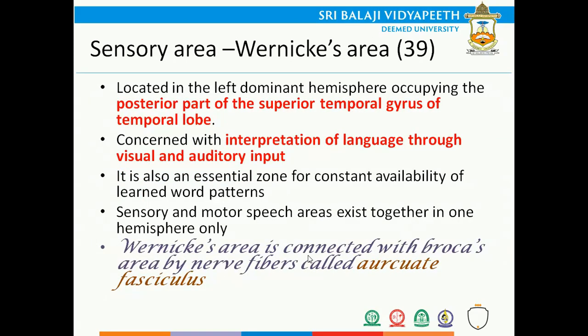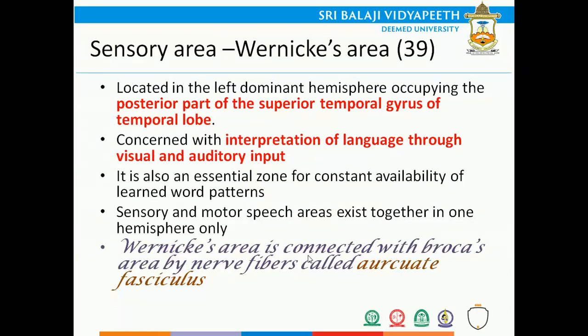Next is the sensory area called Wernicke's area, which is very important. Area number 39. Wernicke's area is located in the left dominant hemisphere, occupying the posterior part of the superior temporal gyrus of the temporal lobe. It is concerned with interpretation of language through visual and auditory input. So interpretation of language through visual and auditory input means you are able to visualize something and you are able to understand.